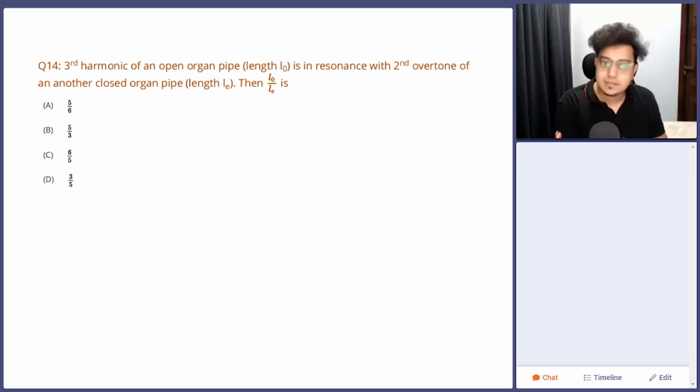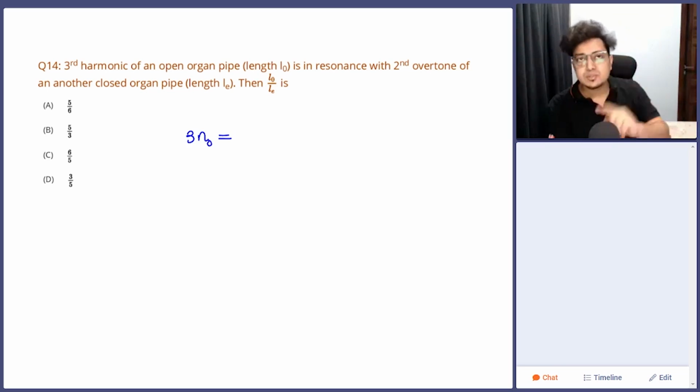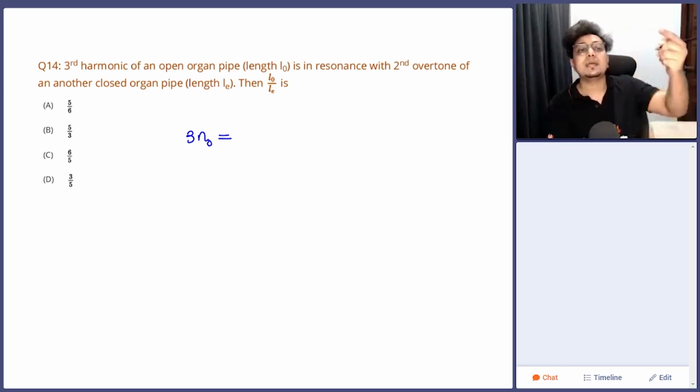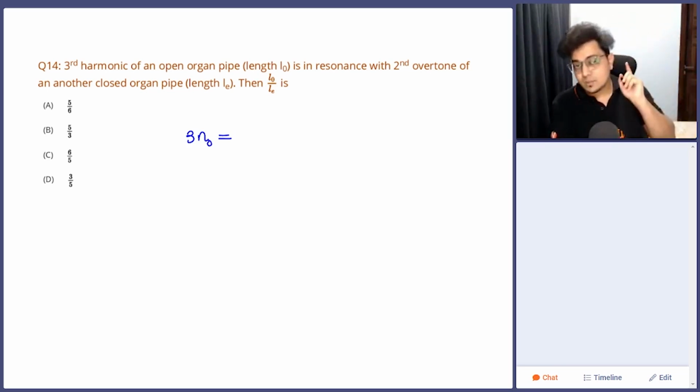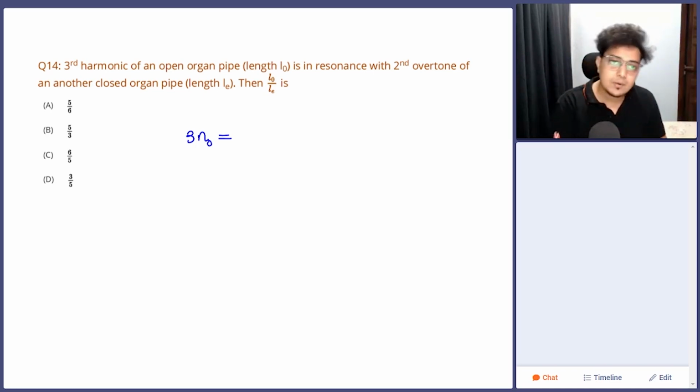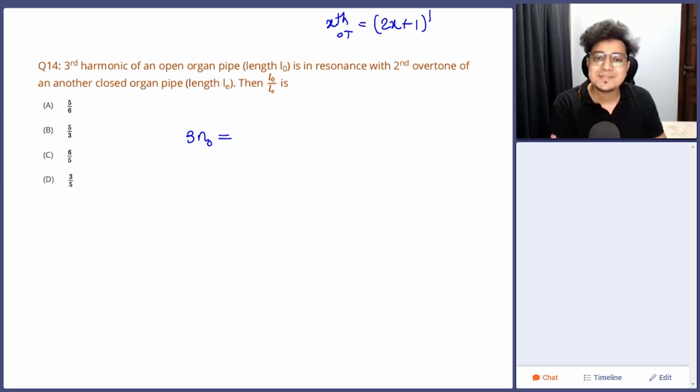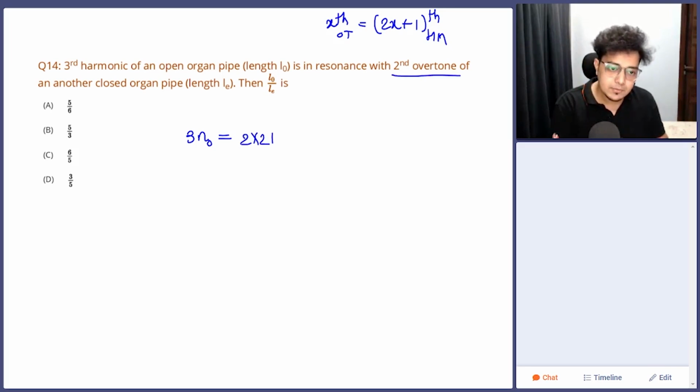Third harmonic of the open pipe means 3 times the fundamental frequency of the open pipe. Is in resonance means the frequency is matching with the second overtone of the closed pipe. For a closed pipe, there are only odd harmonics. You can recollect the relation between overtone and harmonics: the xth overtone for a closed pipe is the (2x plus 1)th harmonic. So the second overtone will be the (2 into 2 plus 1)th harmonic.